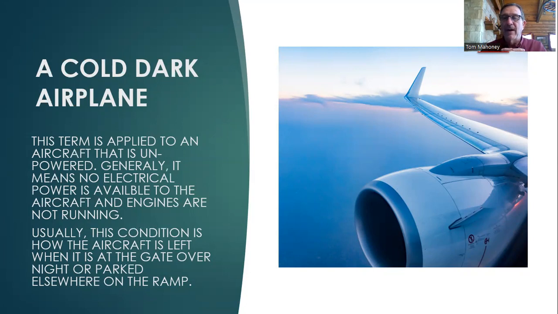You might have some power available, but it's not been plugged into the aircraft or the APU is not running. So that's what a cold, dark airplane is. You'll get used to that term. You'll hear it time and again as your airline career advances.